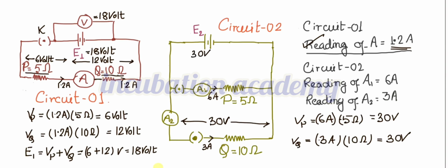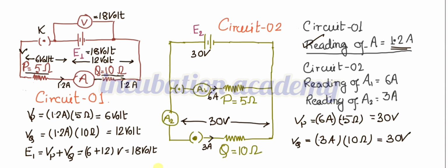So in circuit 1, all the unknown quantities we have defined already. Just repeating here: the EMF of the cell is 18 volt. When the key is plugged in, the voltmeter shows the reading 18 volt, and the current starts flowing. 1.2 ampere flows through capital P, that is the 5 ohm, and the ammeter reading shows 1.2 ampere. Through capital Q, 1.2 ampere flows.